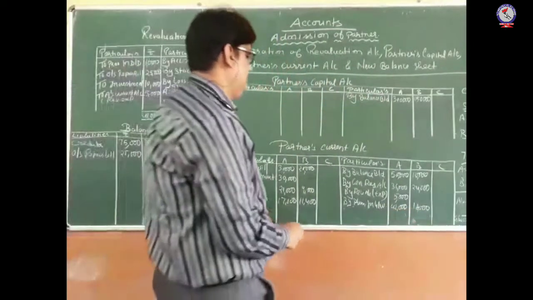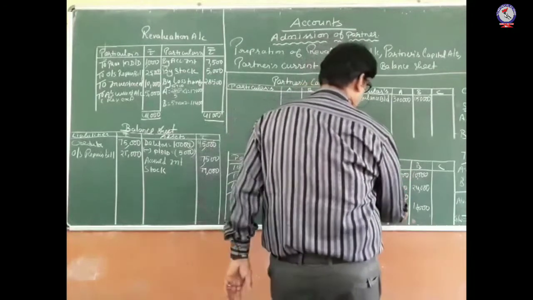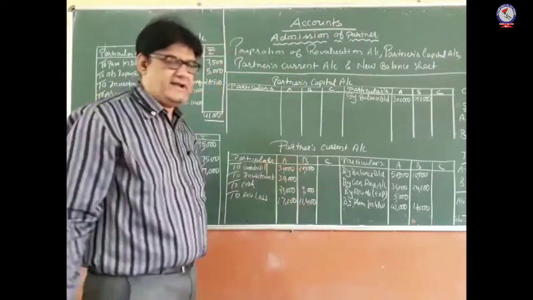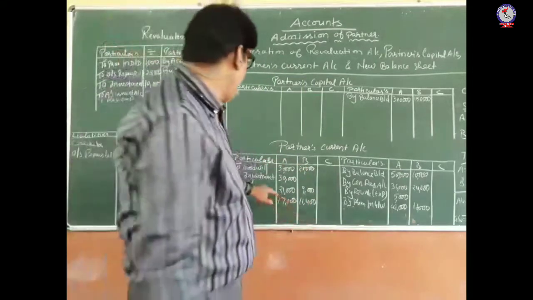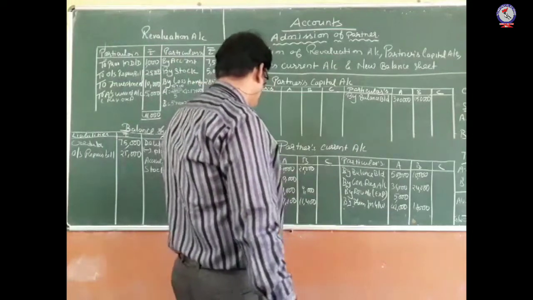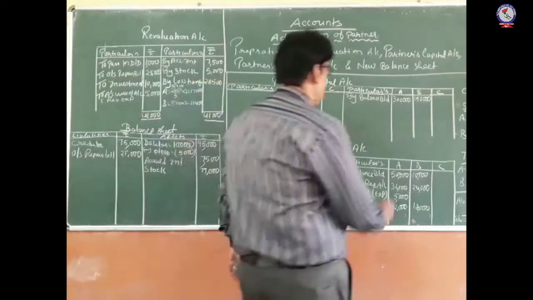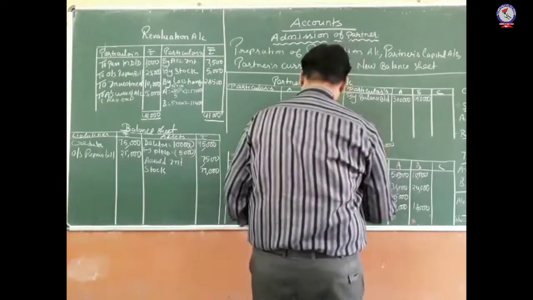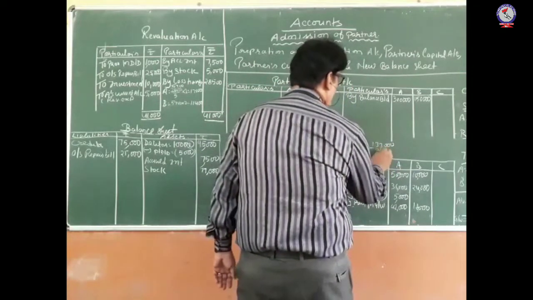So now the credit side total becomes 1,33,000, and the debit side is 98,100. So 1,33,000 minus 98,100.